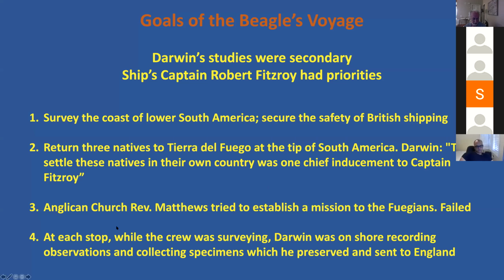And finally, at each stop, so the ship was stopping frequently along the coast, and at each stop while the crew was surveying, Darwin would go on shore and record observations and collect specimens. He collected thousands of specimens of both plants and animals and sent them to England for study later. So that's the real purpose of the Beagle. It turns out that Darwin's studies, even though they weren't a top priority, turned out to be much more important than anything else that the Beagle did.